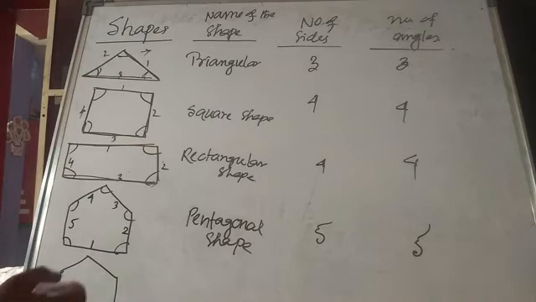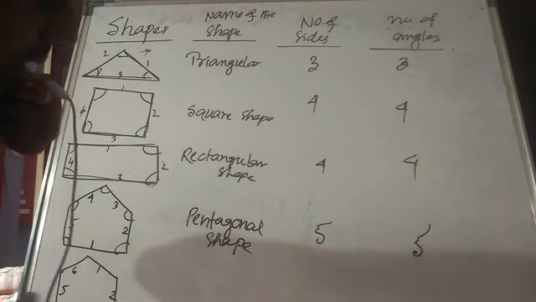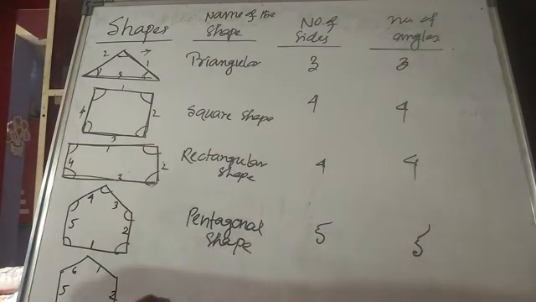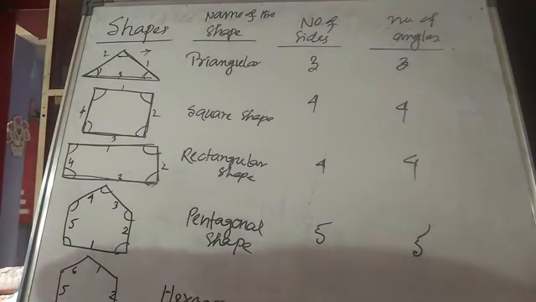Coming to the next one. How many sides does it have? 1, 2, 3, 4, 5, 6. The earlier figure had 5 sides. Now this figure has 6 sides. A 6-sided figure is known as hexagon, and the shape is called hexagonal shape.